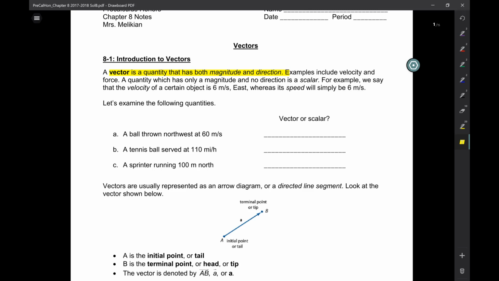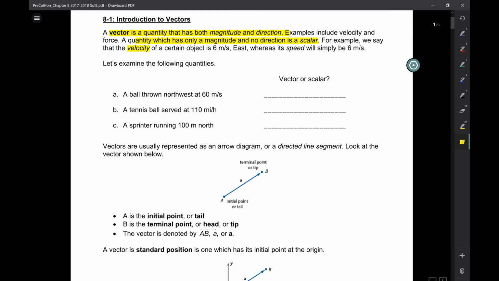A quantity which has only a magnitude and no direction is called a scalar, right? So for example, when I say I'm going, let's say, 75 miles an hour, that's a scalar quantity. That's my speed, 75 miles an hour. Velocity will say I'm going 75 miles an hour north. That would be my velocity, okay? So that's the difference between velocity and speed. Yes, they both tell you how fast you're going, but velocity also tells you in what direction you're going, okay?